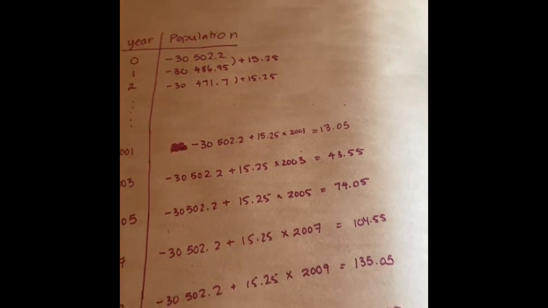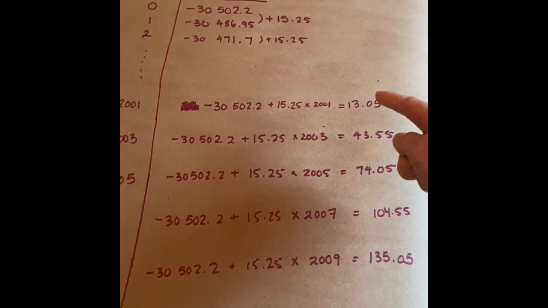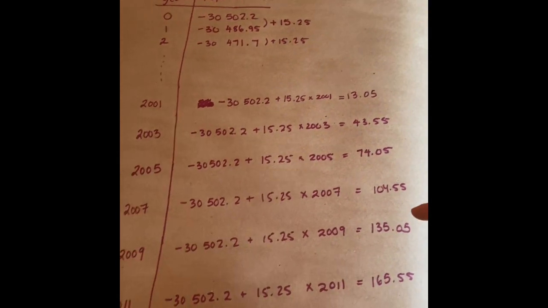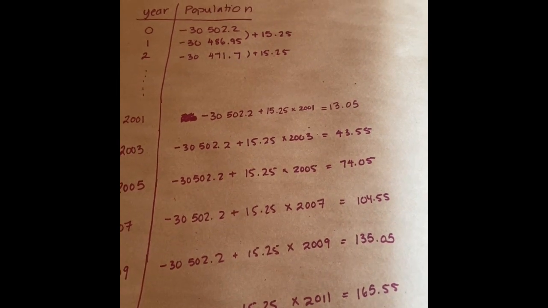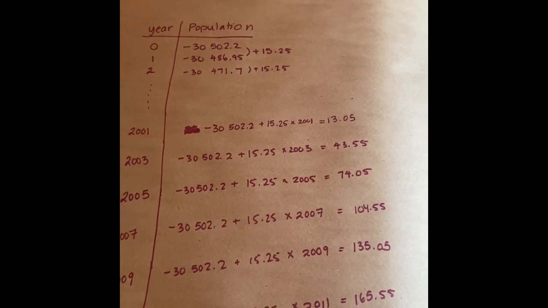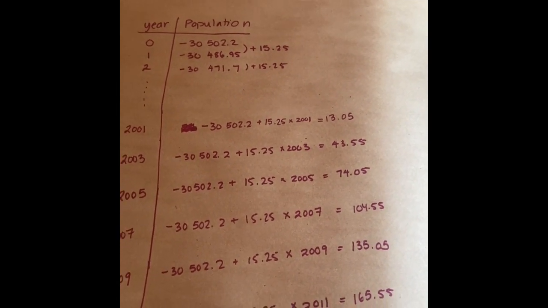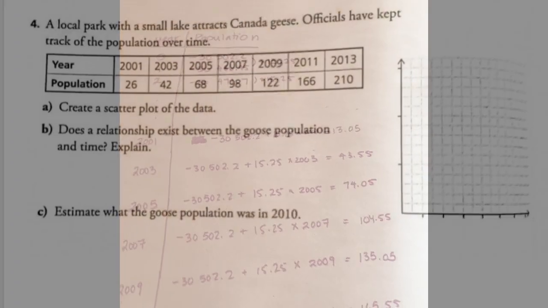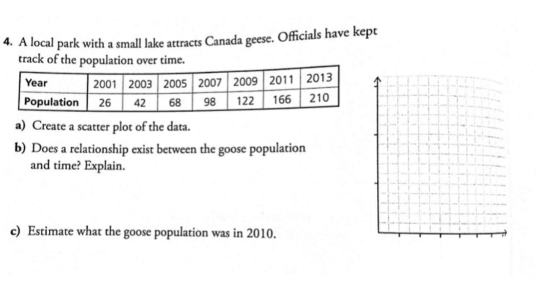Again, notice these numbers over here for 2001, 2003, 2005, 2007, 2009, 2011, and 2013 are not exactly the same as the numbers in the table of values that we started with, but they're similar.